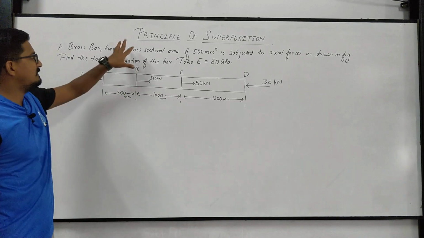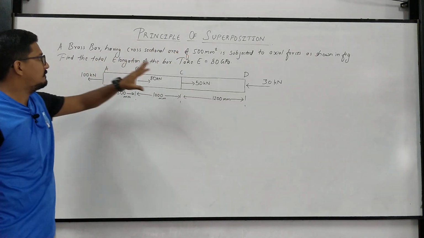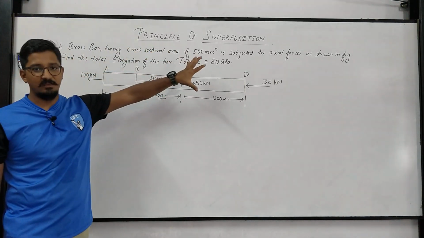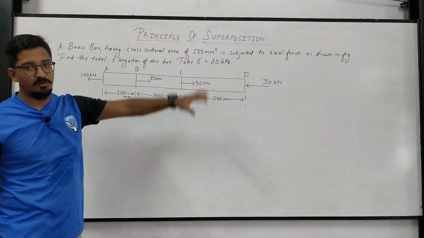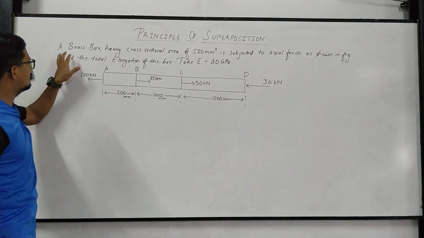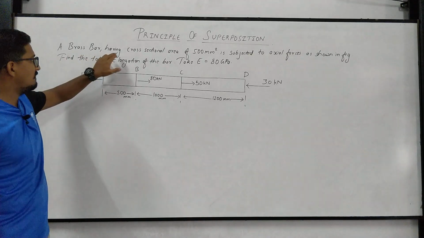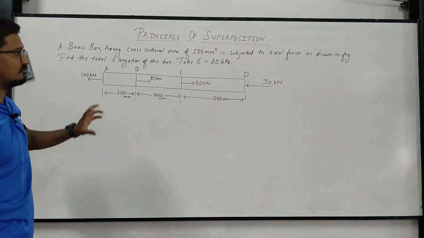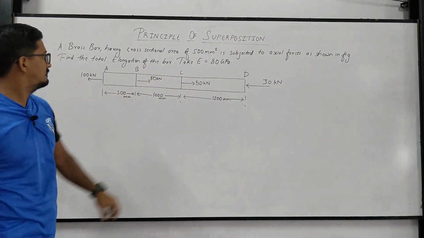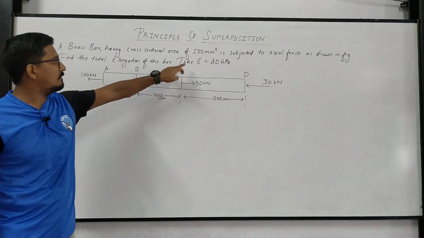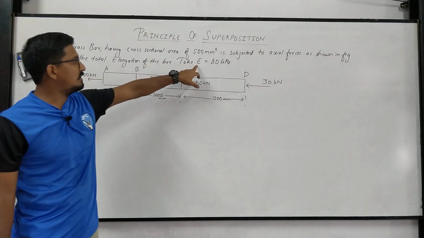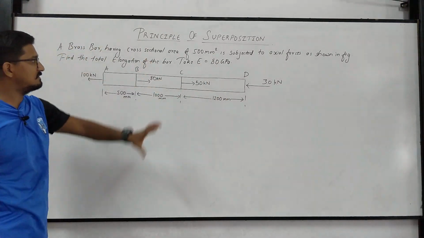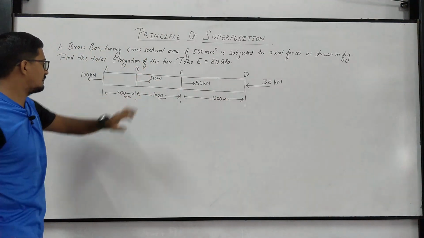Today I am going to explain the principle of superposition by means of a numerical. This is the example numerical which I have taken to make you understand the principle of superposition. The question goes like this: a brass bar having a cross-sectional area of 500 mm square is subjected to axial forces as shown in the figure. This is the figure. Find the total elongation of the bar. Take Young's modulus of elasticity for the bar material as 80 GPa. So this is the given question and we have to find the total elongation of the bar.